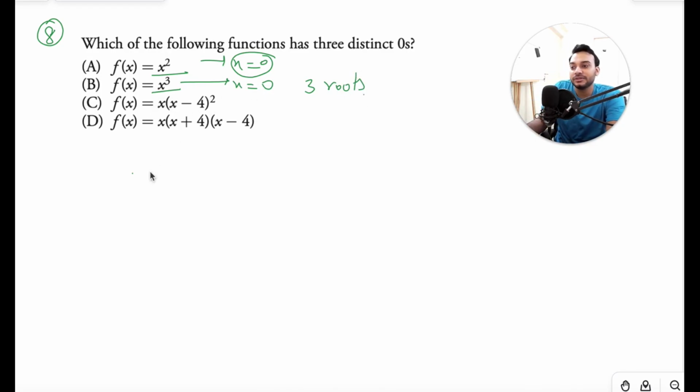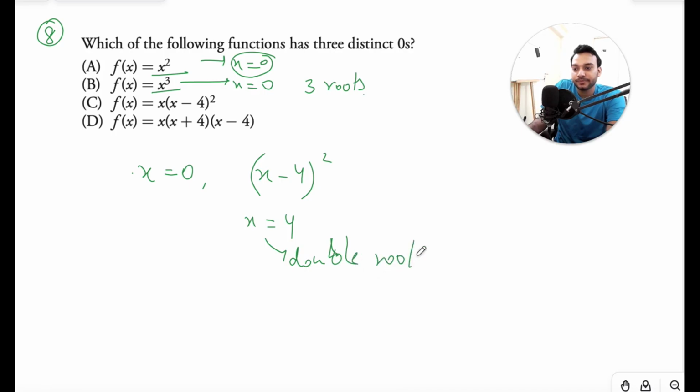Now let's check option C. x is equal to 0 would be 1 root. (x minus 4) squared: if I equate it to 0, x is equal to 4. There's a double root here. Okay, so this is also gone.